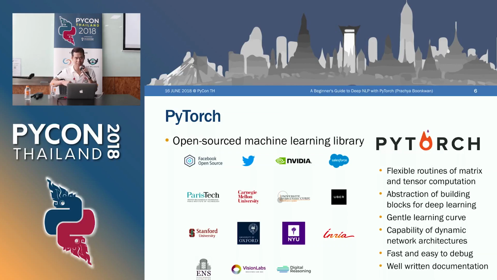And last but not least, it has very well-written documentation. If you take a look at TensorFlow and Keras, you will see that the documentation is kind of poor. But for PyTorch, it's the other way around. Everything is well written, and you can take a look at that on the website.